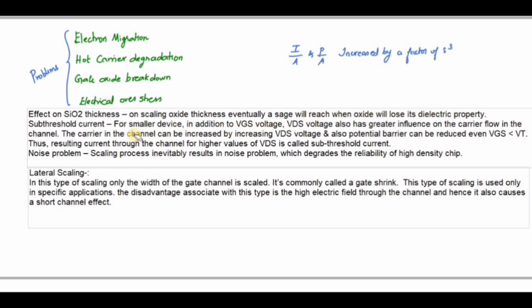Next is subthreshold current. For smaller devices, in addition to the VGS, the VDS also has a greater influence on the carrier flow in the channel. The carrier flow in the channel can be increased by increasing the VDS voltage, and also the potential barrier can be reduced even when the VGS value is less than VT. So the resulting current through the channel for the higher value of VDS is called subthreshold current.